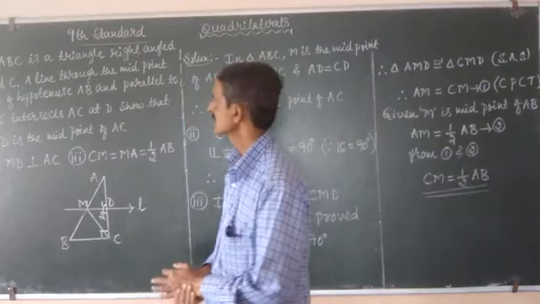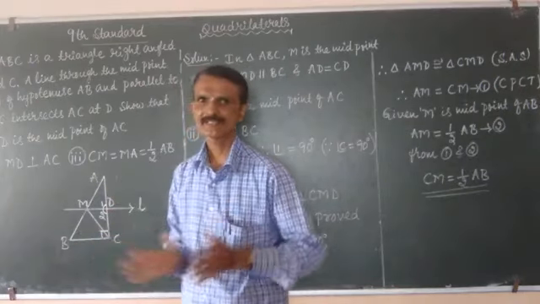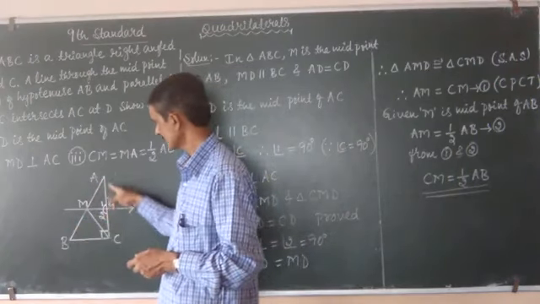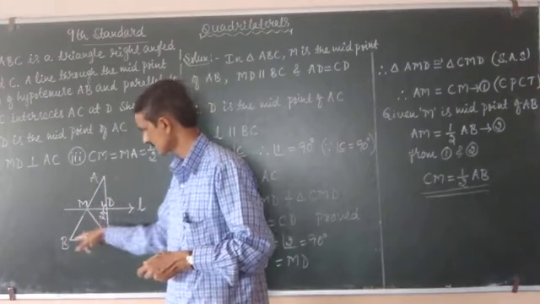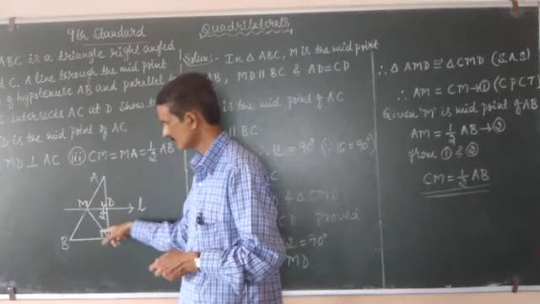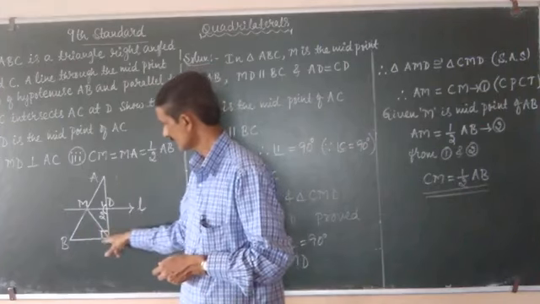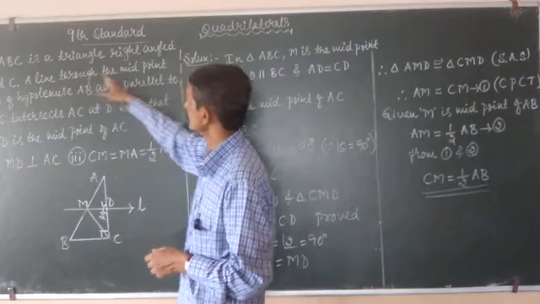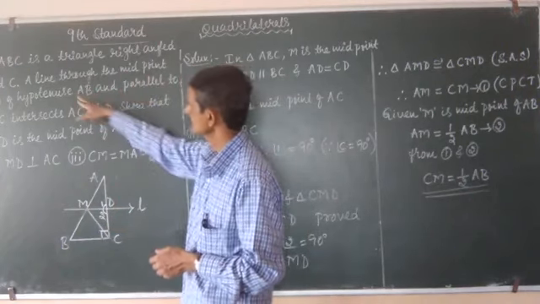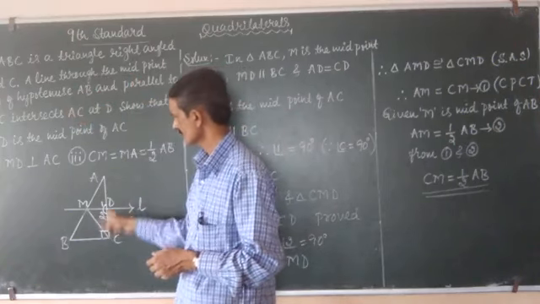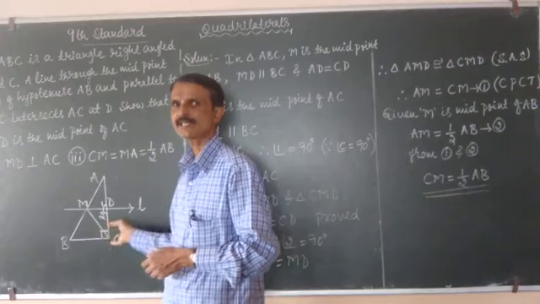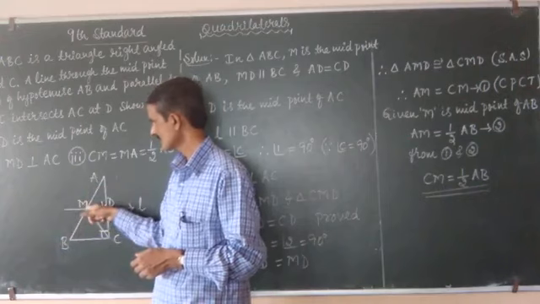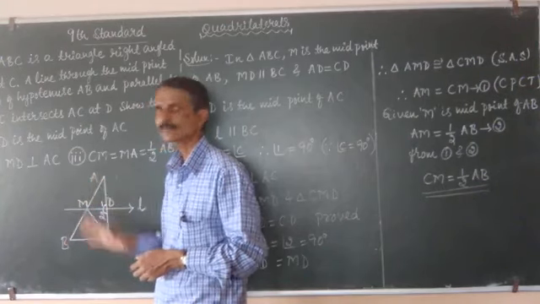Okay, students. In this we have to draw the triangle, that is a right angle triangle. So here I have drawn the right angle triangle ABC, with the right angle at C. A line through the midpoint M of the hypotenuse. If C is the right angle, then the side opposite to the right angle is the hypotenuse. So here AB is the hypotenuse and M is the midpoint of this hypotenuse.